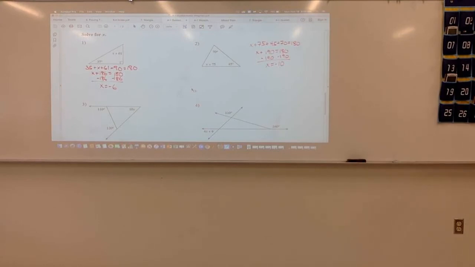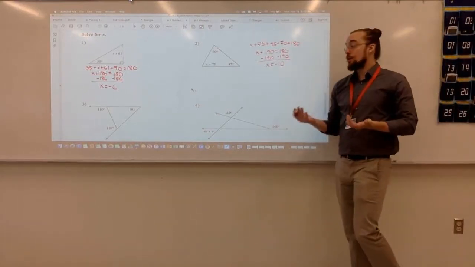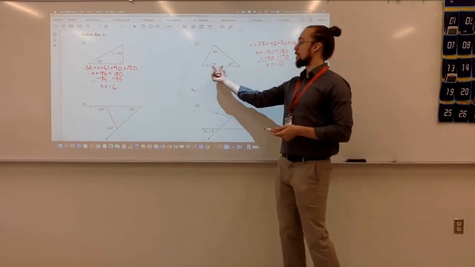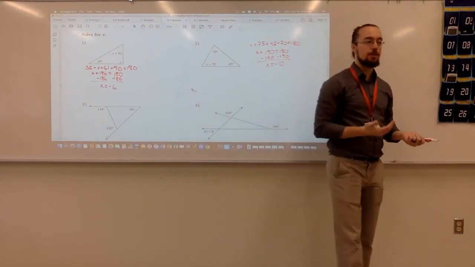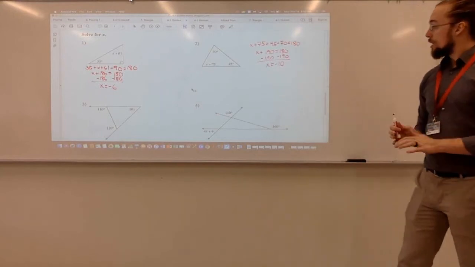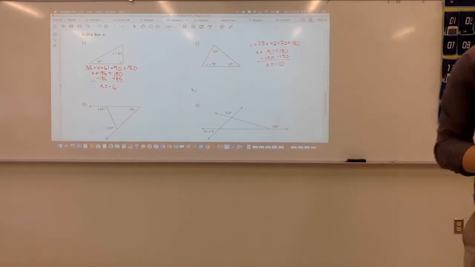We get -10. Okay, so negative values for x are possible as long as when we plug them back in, we get a positive number for that angle. Okay. Questions so far?